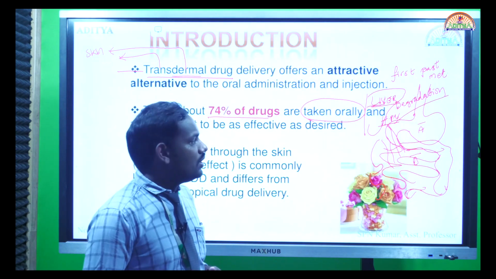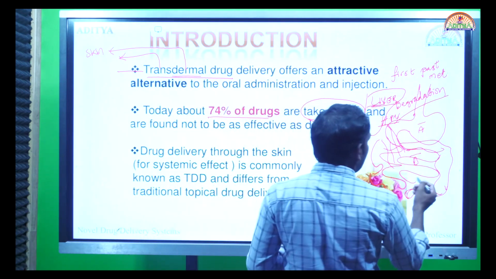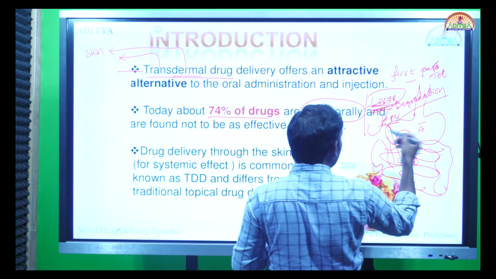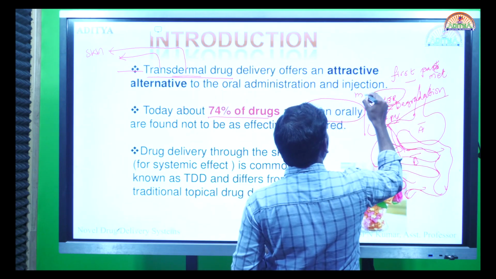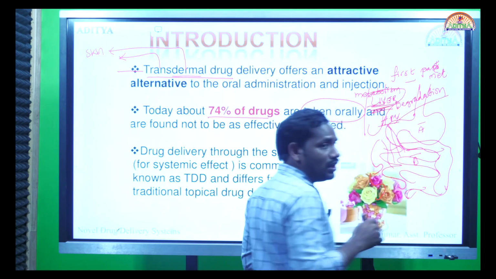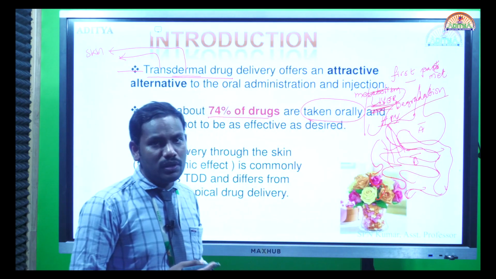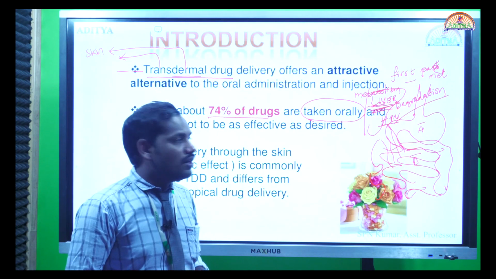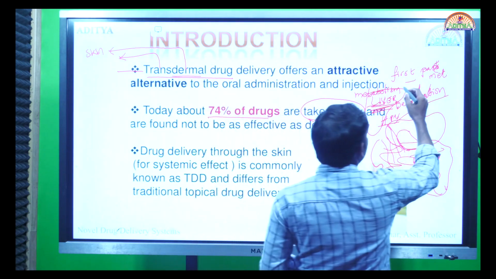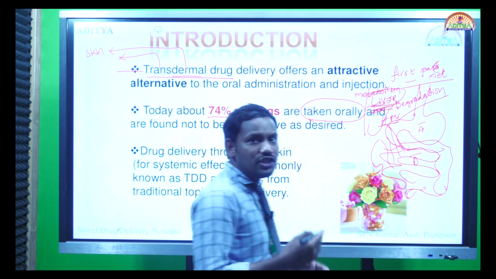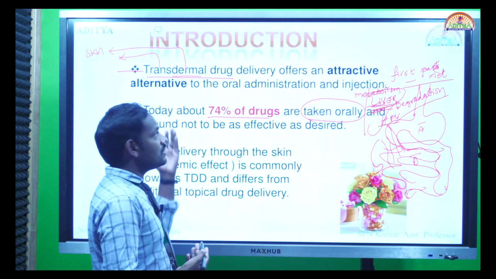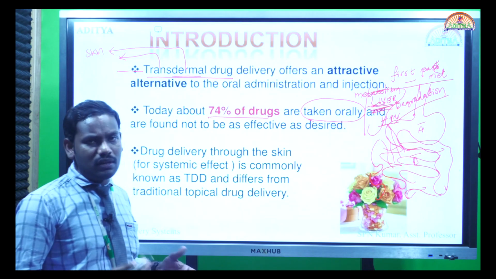Certain drugs, during the first pass itself, are conveyed to the liver, where they undergo metabolism, which is termed first pass metabolism. A drug should be metabolized after showing its effect, but if it is metabolized before it shows its effect, during its first pass only, it is called first pass metabolism. So such drugs cannot be given through the oral route. What is the alternative route? The alternative route is transdermal drug delivery. There are many alternative routes.